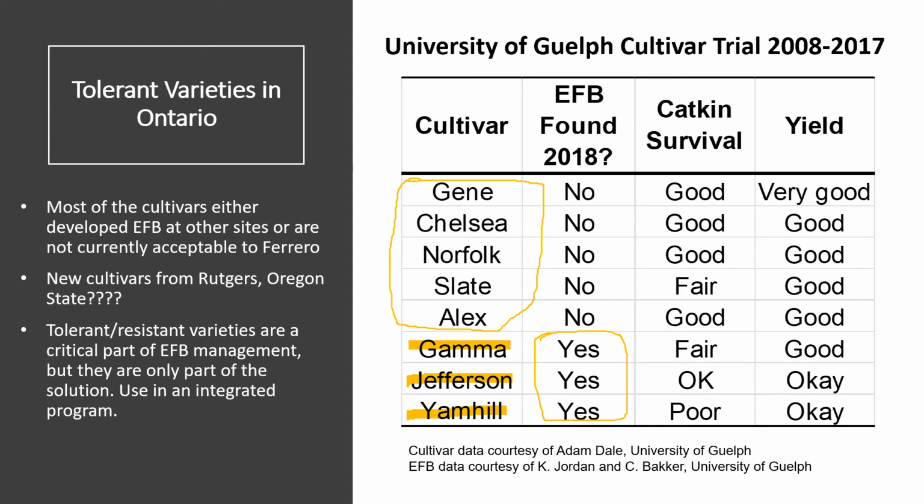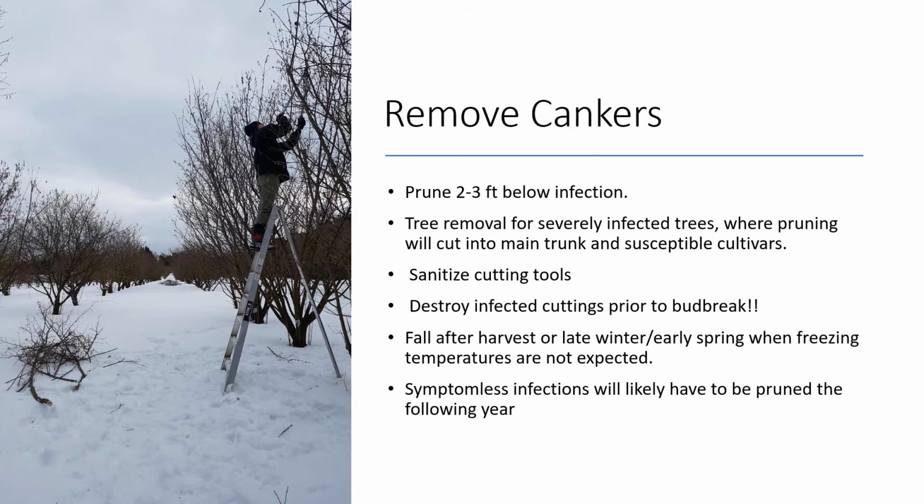So even when you have some of these tolerant varieties in your orchard, you still need to scout, you still need to look for Eastern Filbert Blight. So when you do find cankers, whether it is a very susceptible or a very tolerant variety, you want to be removing those cankers from the orchard, and you want to be doing that in the winter before bud break, when those cankers can then start to release spores and infect new trees. And so that's why scouting is so important. You want to catch those cankers when they first appear.